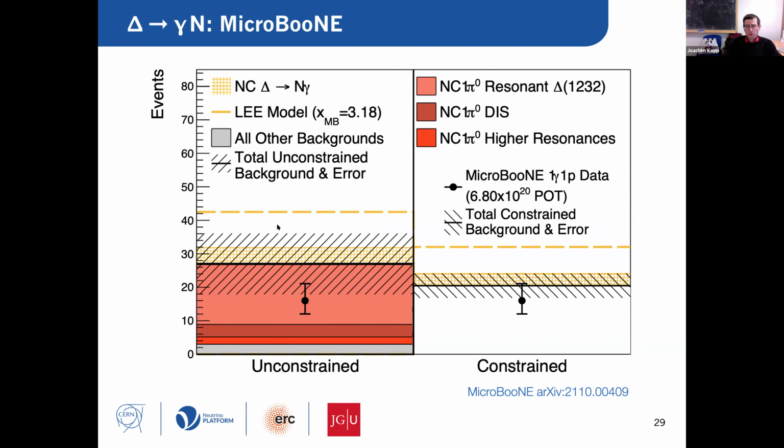On the other hand, in order to fully explain the MiniBooNE anomaly, one would have expected a result at the level of the orange dashed line. So that's clearly not the case. So MicroBooNE quite strongly disfavors single photons from delta decay as an explanation for the MiniBooNE anomaly, confirming that the background estimate that the MiniBooNE collaboration was working with all along is probably correct, at least in this channel.